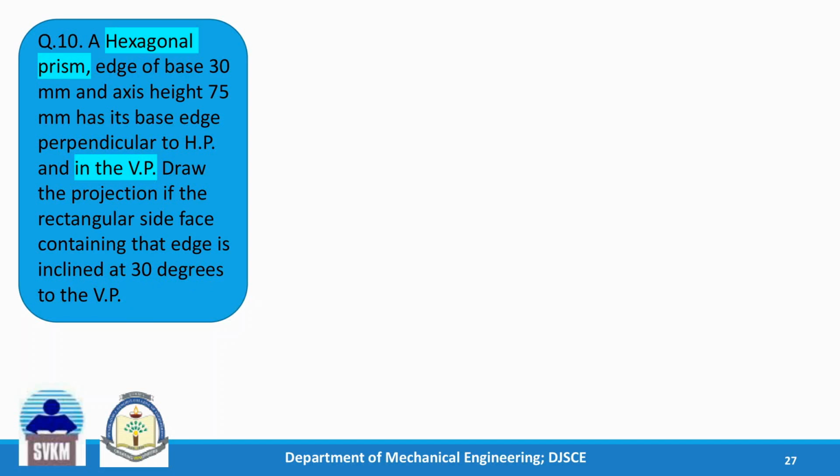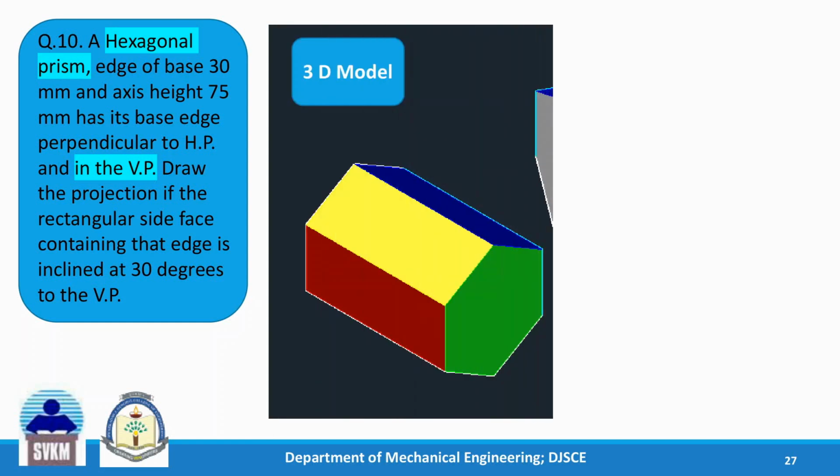First step, we will take the solid lying on VP with the axis perpendicular to VP. So we will see the polygon in the front view. Now this is a hexagonal prism, so we will see the hexagon in the front view. In the top view, we will see the rectangles. This is the model.